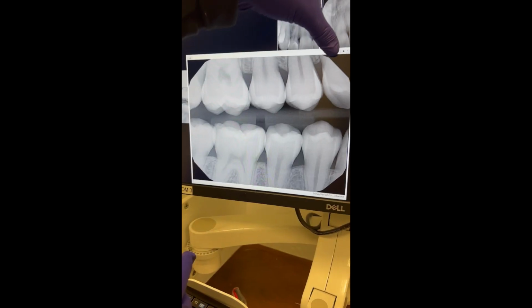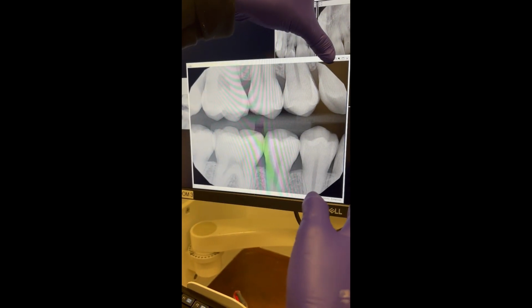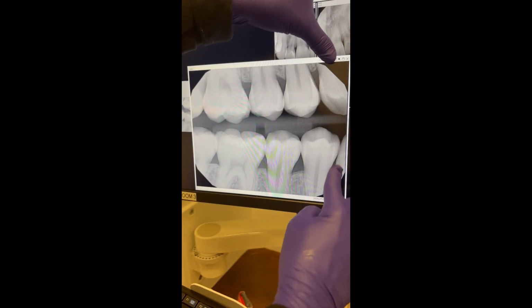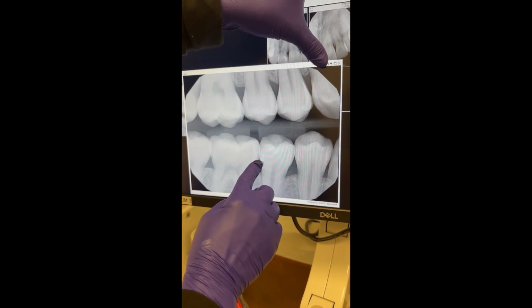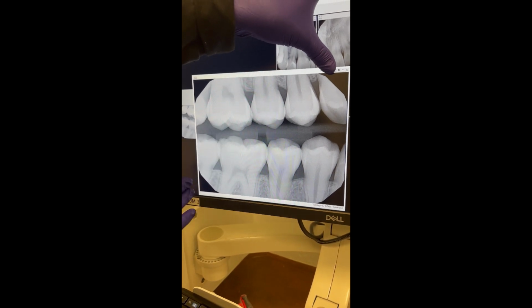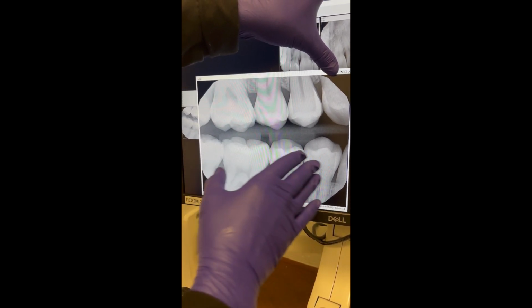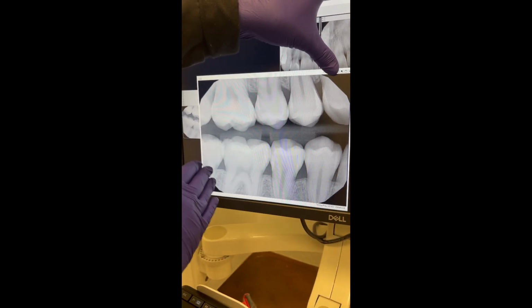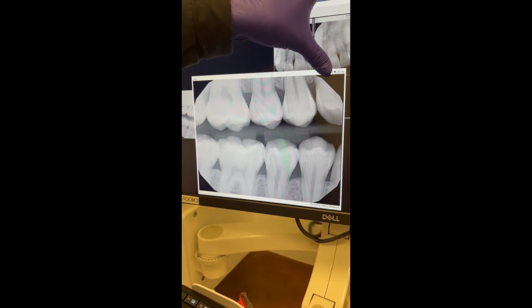There you go. All right, here is the image that I just took. I got the distal of the canines and I opened up the contacts. There's a slight amount of overlap, but when I get the molar image, I would make sure that these contacts are open. But I did get the distal of the canine in this image.